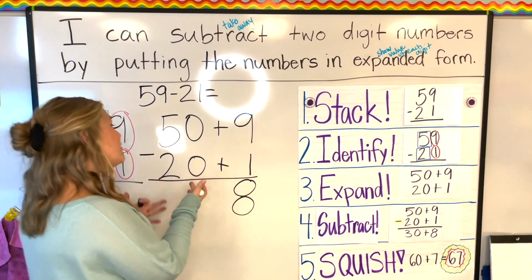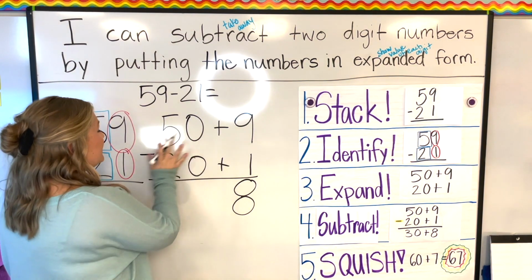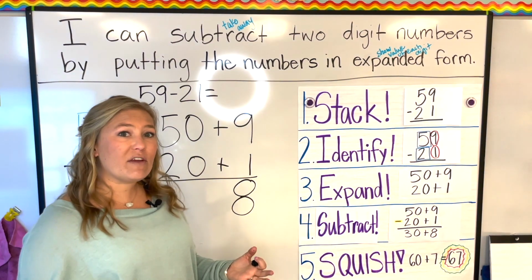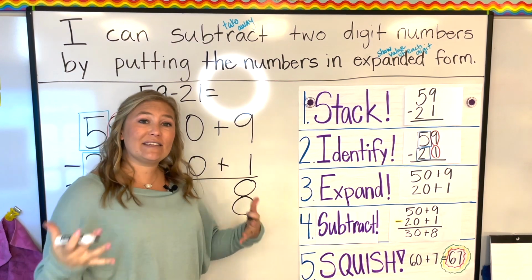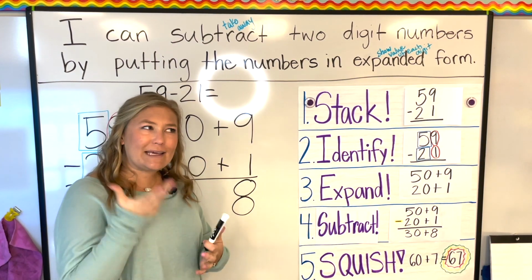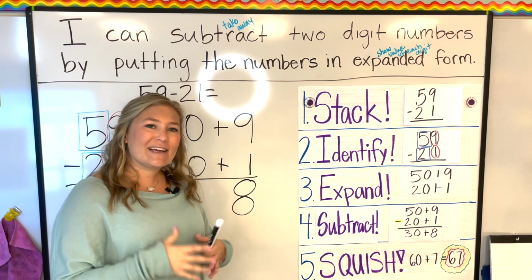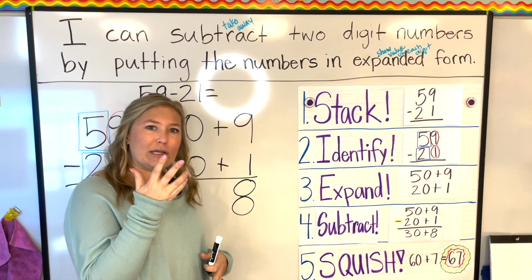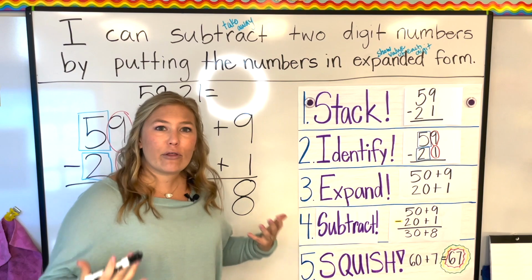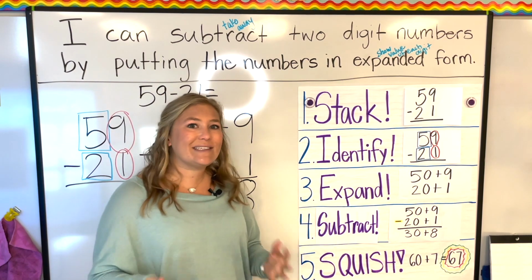Now I can go ahead and move to my tens place. I have 50 minus 20. I can also think of this as 5 tens minus 2 tens. That makes it a little bit easier of a subtraction problem. Because if I just have 5 tens and I'm taking away 2 of them, now I only have 3 tens. But I know that 3 tens is actually 30.